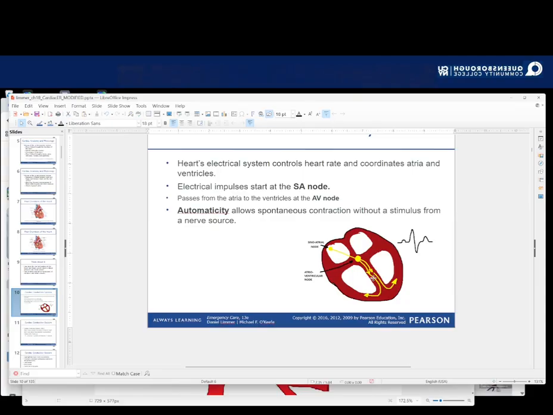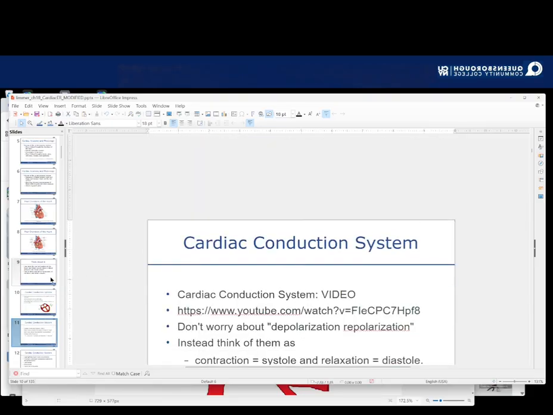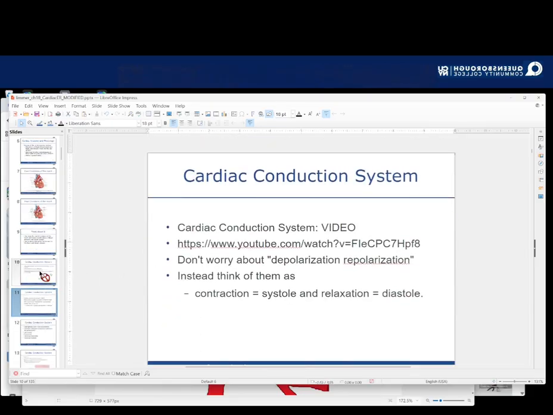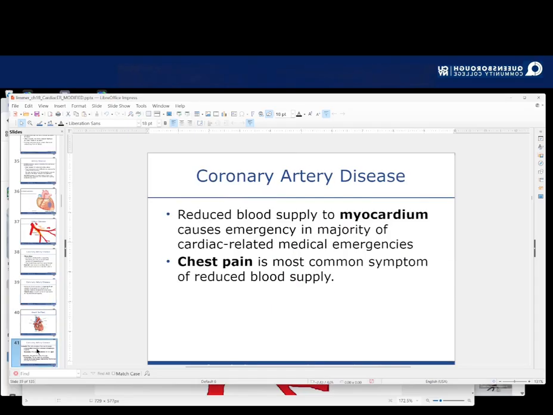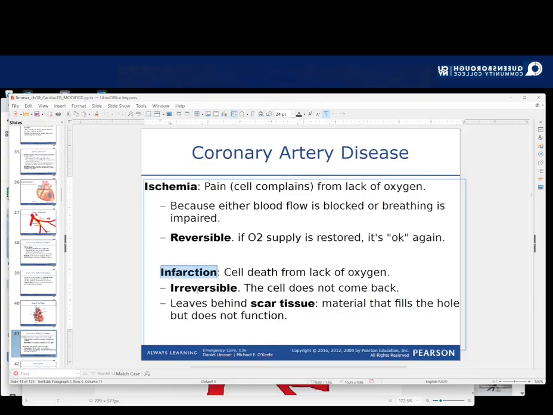People with prior myocardial infarctions are even more likely to have a future myocardial infarction. Infarction is cell death from lack of oxygen. Any cell death from lack of oxygen.